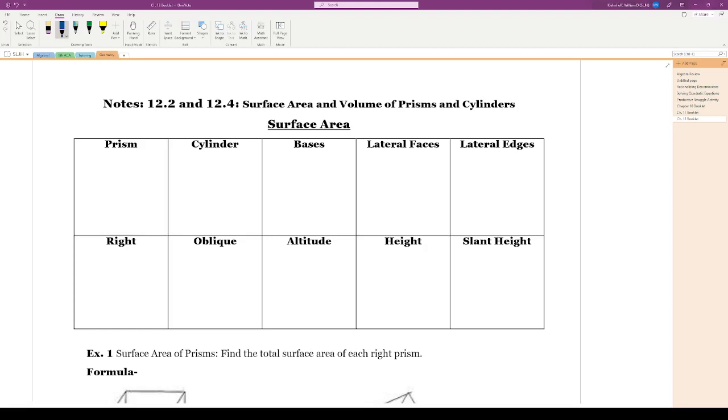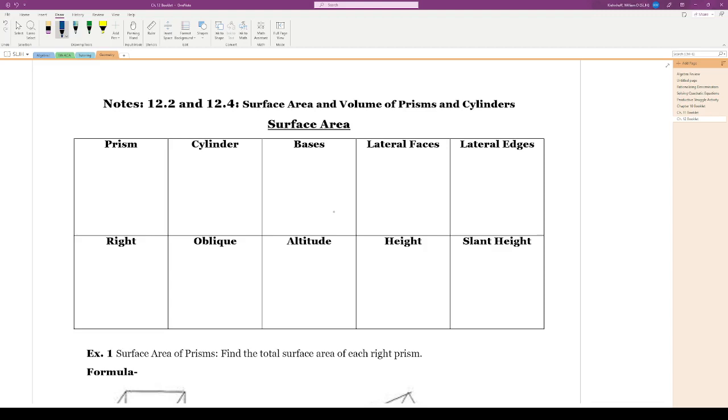Sections 12.2 and 12.4 are grouped together because they both deal with prisms and cylinders. So 12.3 and 5 deal with the conic and pyramidal shapes, so we kind of cover these two together because they're about the same shapes. So reminder, you know most of this stuff. There's a couple things that may be kind of new, but you should know most of the things we're going to fill in here.